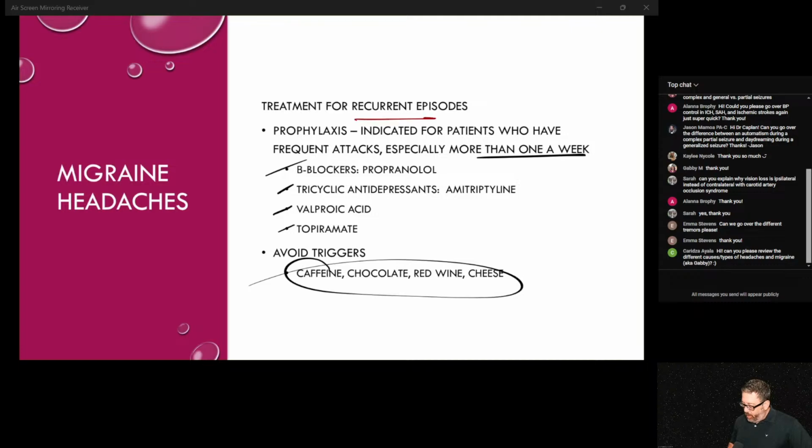Now, if they have recurrent migraines, you want to stop them from happening, then you give them a prophylaxis. And beta blockers, propranolol is very, very good for that. Also, you can give amitriptyline and get your headache diaries going so you know what are the triggers and what caused them to have the migraines, if they can figure out what caused it.